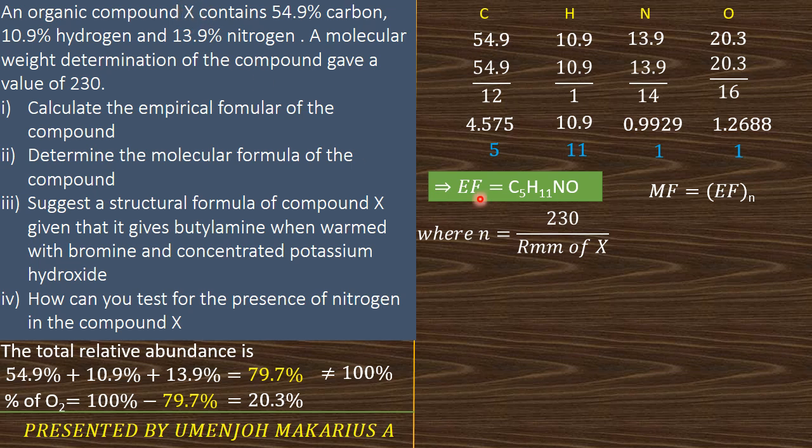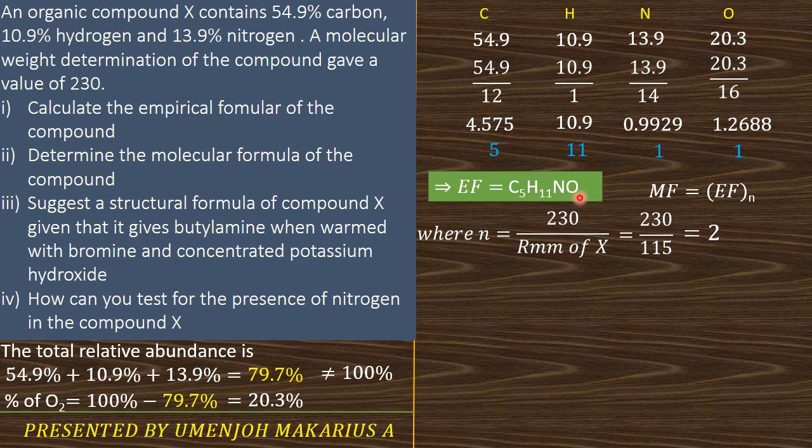Good. Now, if we look for the relative molecular mass of this empirical formula, we take 5 times the mass of carbon, which is 12, plus the mass of hydrogen, 1, times 11, plus that of nitrogen, 14, times 1, plus that of oxygen, 16. Summing up all those values, we have our answer to be 115. So now dividing 230 by 115, we have our answer to be 2.